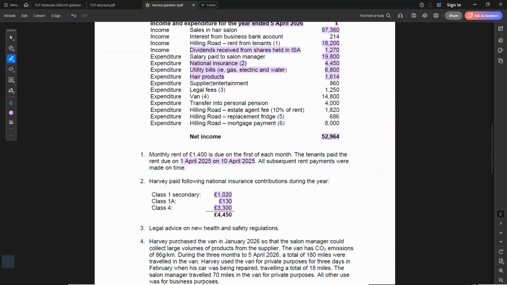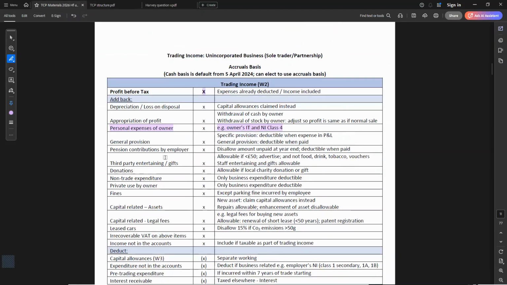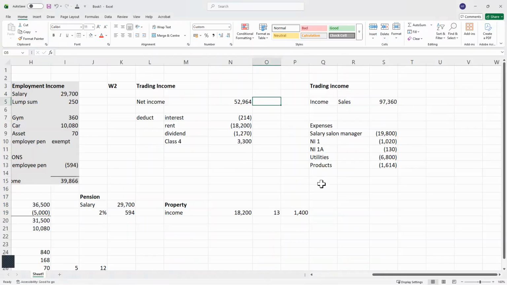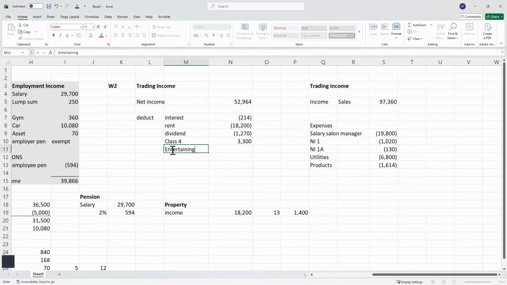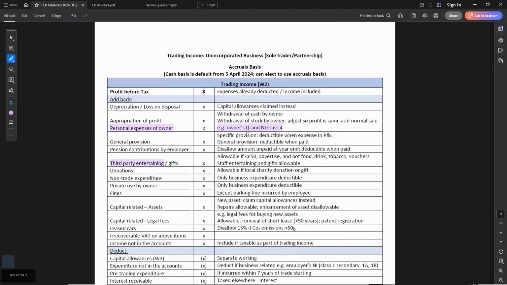The next one, supplier entertainment, £860. We know that third-party entertaining is not a deductible expense for calculating trading income. So it's already been included in coming down to net income. So we need to add this back here. So we've got entertaining. We're going to need to add back £860. And if we're looking at the income and the deductible expenses, then there's nothing to deduct here as it's not a deductible expense. So no further adjustment there.